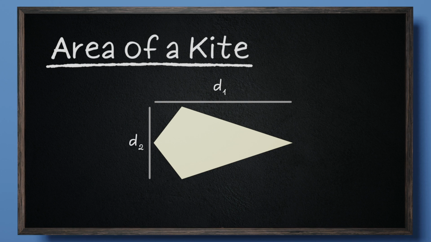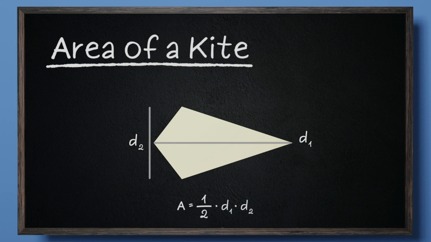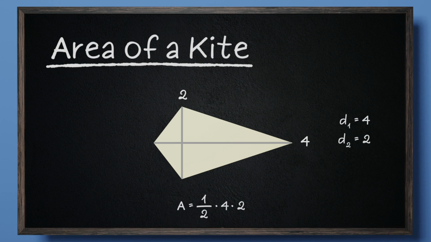The formula for the area of a kite is this: A equals 1/2 times d1 times d2, where d1 represents one diagonal and d2 represents the other. Take this kite for example. The longer diagonal is 4 units long, while the shorter diagonal is 2 units long. Plugging these values into our formula, we get A equals 1/2 times 4 times 2. 4 times 2 is 8. 1/2 times 8 equals 4. So the area of our kite is 4 square units.